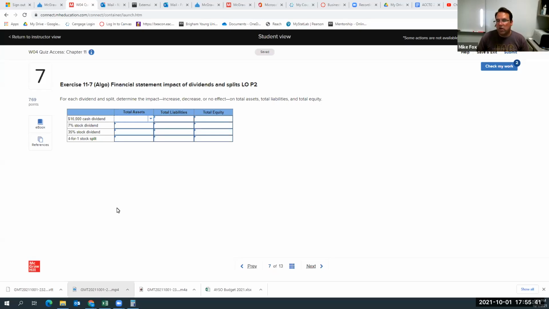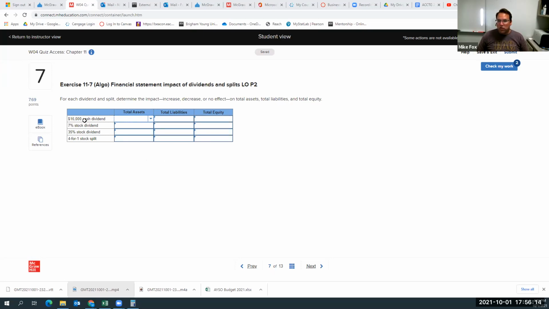Hey everybody, here is exercise 11-7, which is our week 4 quiz, chapter 11, problem number 7. This one wants us to analyze how each of these actions, the dividends or stock splits, is going to impact our total assets, total liabilities, and total equity. What's hard about this is, again, you have to talk yourself through it. So I'll try to talk you through my process of making these decisions, and we'll see how I do.